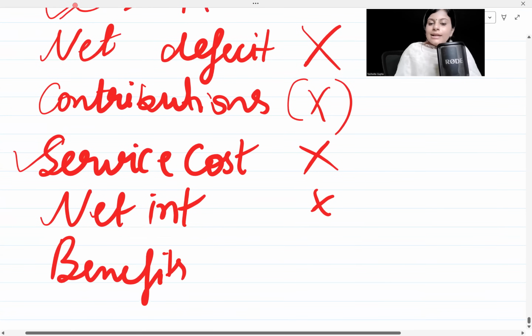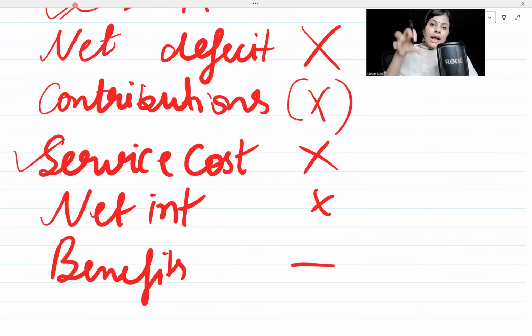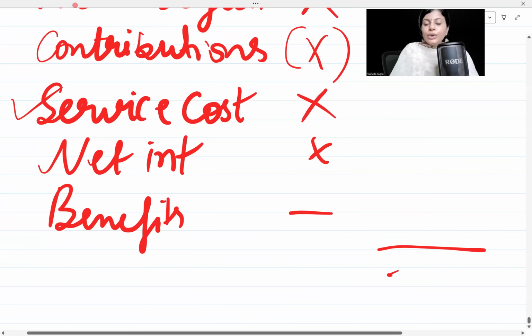Then if you have paid out some benefits to your employees during the year, that has nil effect. Nil effect in the P&L, nil effect in the balance sheet, nil effect in the cash flow. Why? You take out money from your asset jar and you pay off your liability. So there's no effect on it. And that will give you a closing balance according to you.